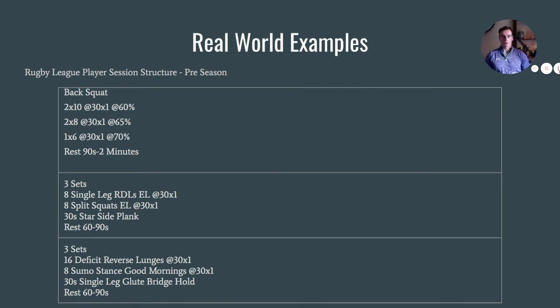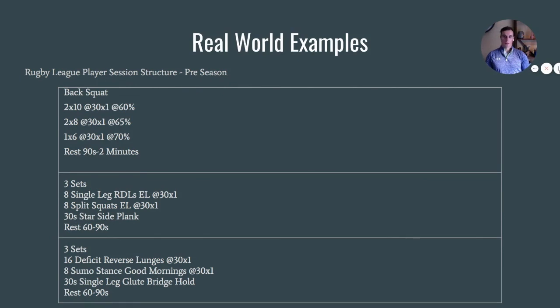So again, starting off with the most complex exercise, and we're going to be doing much higher sets and much higher reps with much lower load. So we're talking about 2 sets of 10 with 60% 1 rep max, and then perhaps increasing the load from there. Okay, and again, you'll notice there that rest period is much shorter, that 90-second to 2-minute window.